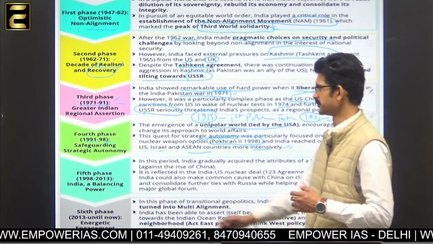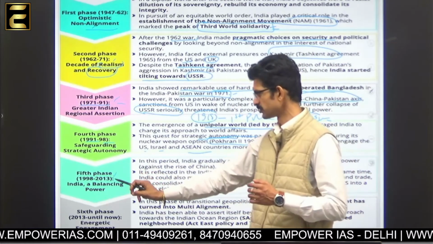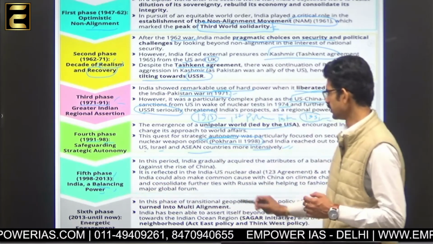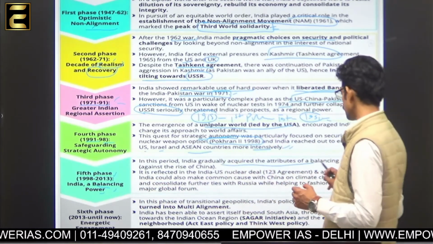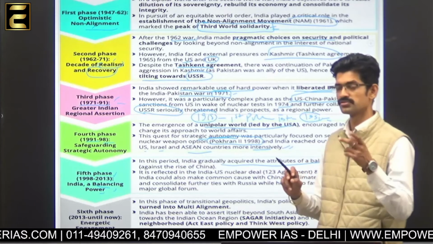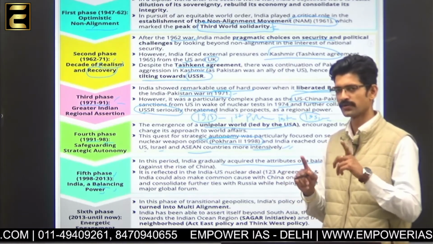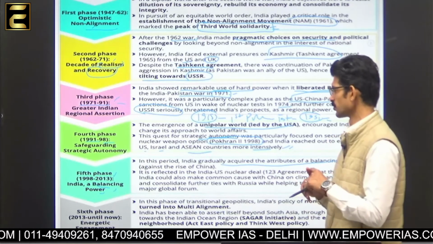Then in the fifth phase, from 1998 to 2013, balancing of power was done and India gradually acquired the attributes of balancing power against the rise of China. Despite China rising, India maintained its power and dominance in the Indian Ocean region.